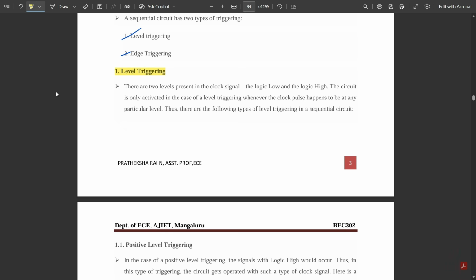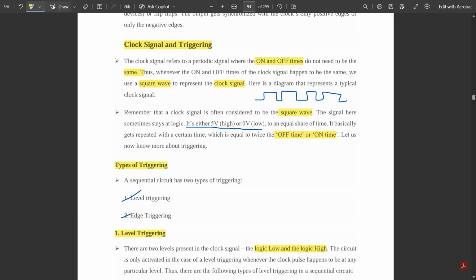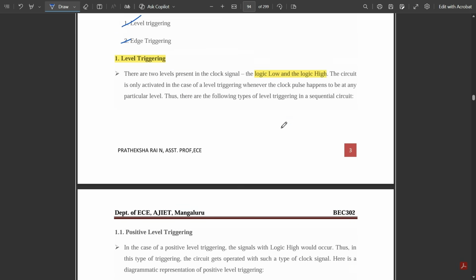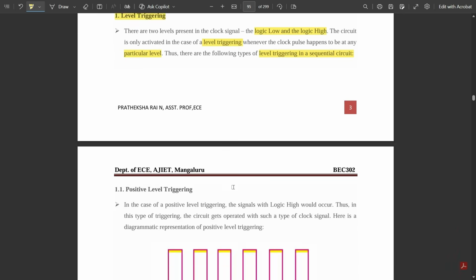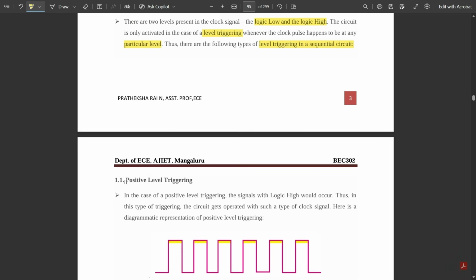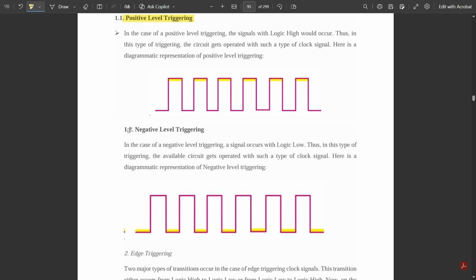First is level triggering. There are two levels present in the clock signal: logic low and logic high. As I've told you, this is the basic clock signal and the two levels are logic low and logic high. Logic high is the upward square wave and this is the downward square wave. In level triggering, the circuit is only activated whenever the clock pulse is at a particular level. Thus, there are two types of level triggering in sequential circuits: positive level triggering and negative level triggering.